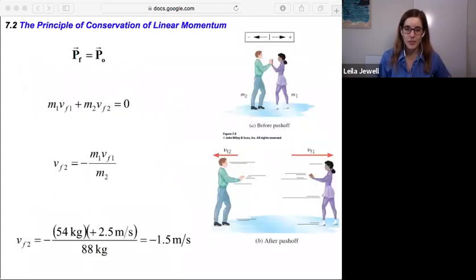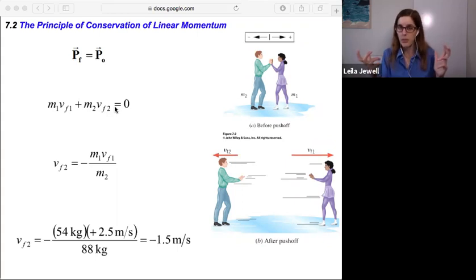So with our final momentum equal to our initial momentum of the system, our final momentum is going to be mass 1 times V final 1 of skater 1, which is the woman, plus mass of the man times the final velocity of the man. And that's equal to 0. Why is it equal to 0? Well, their initial velocity, they're just standing there.